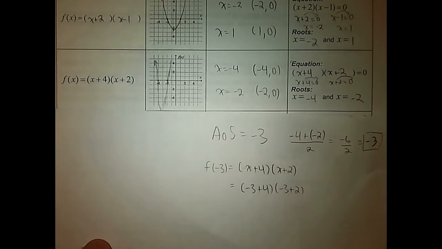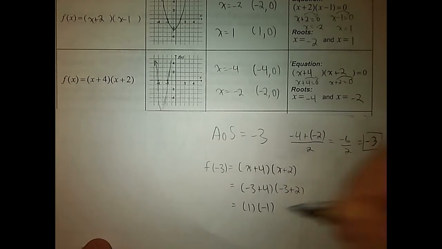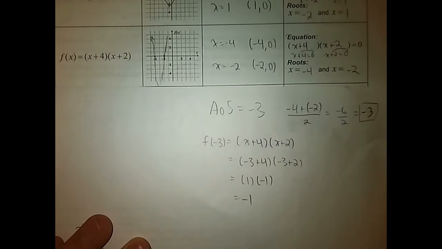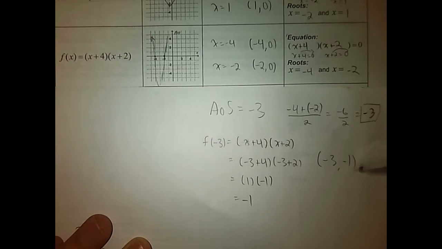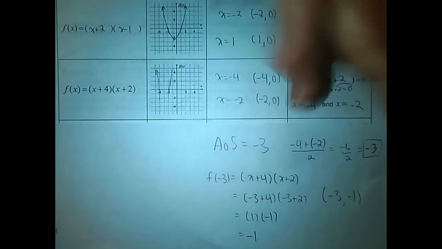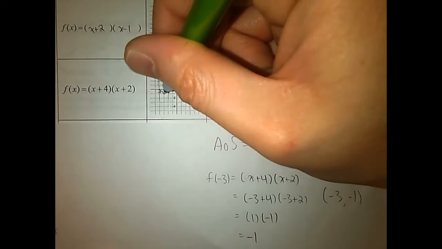Both these x's become -3. I get 1 and I get -1. When I add these, because I have to follow BEDMAS, do the brackets first, and then I get -1. So I have a vertex at -3, -1. If you see my graph already, I made an error before. So at -3, -1, I have a vertex. So my graph is probably going to look like this.